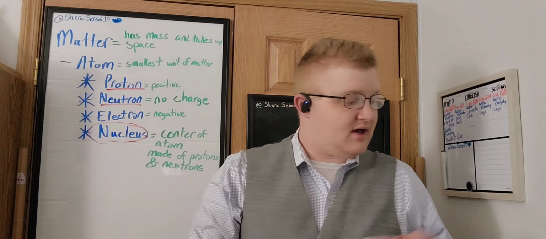So the proton represents a positive charge. It is a particle directly in the center, positive charge, right? Neutron is a particle directly in the center, right alongside the proton, that has a neutral or no charge, right? And these two particles make up the nucleus, which is the center of the atom, made of protons and neutrons.